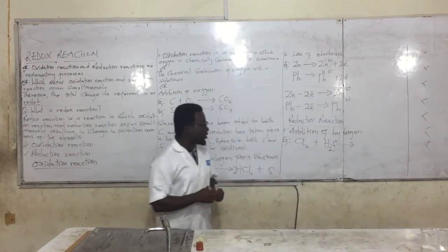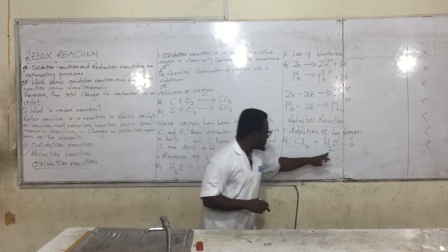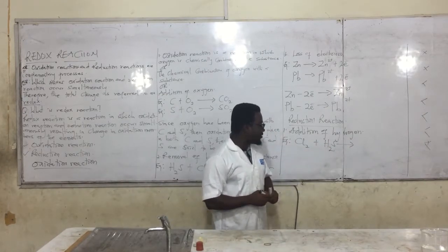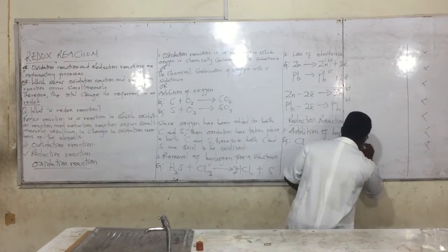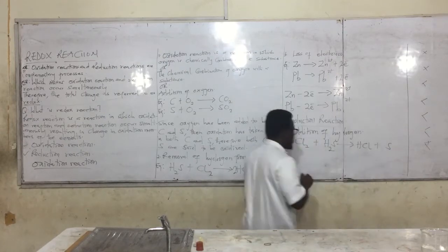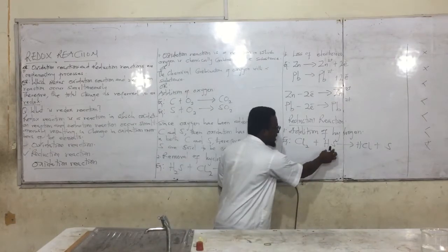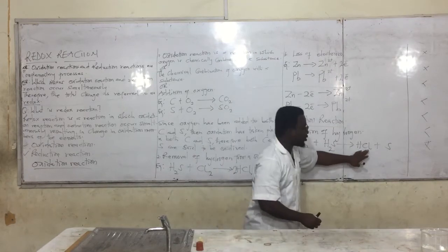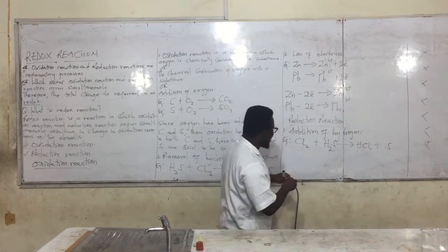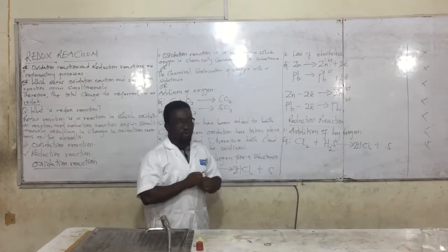So we have Cl2, chlorine, plus H2S, hydrogen sulfide. The reaction. So you see that in this manner hydrogen was added to chlorine to form hydrochloric acid. So let's balance the equation to form hydrochloric acid.